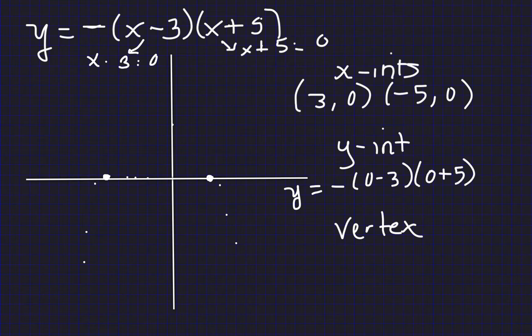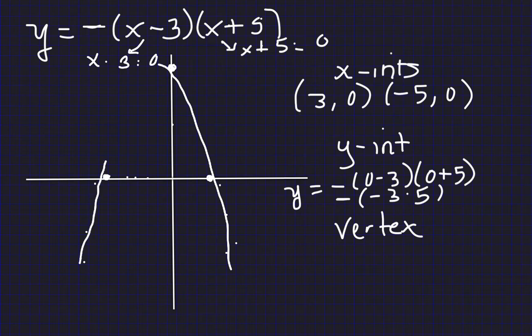0 minus 3 is negative 3, times positive 5, but then I take the opposite of that, the negative of that. So this is going to be negative 15, times the negative is positive 15. So somewhere way up on the graph will be my y-intercept. It's going to go way up to 0, positive 15, and then it's going to turn around and come back down again. And that turning point we know is the vertex.